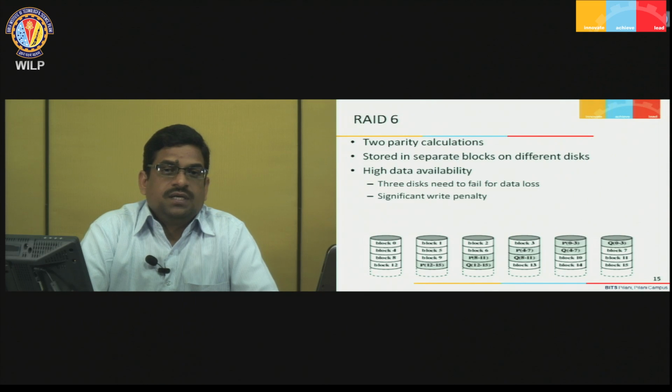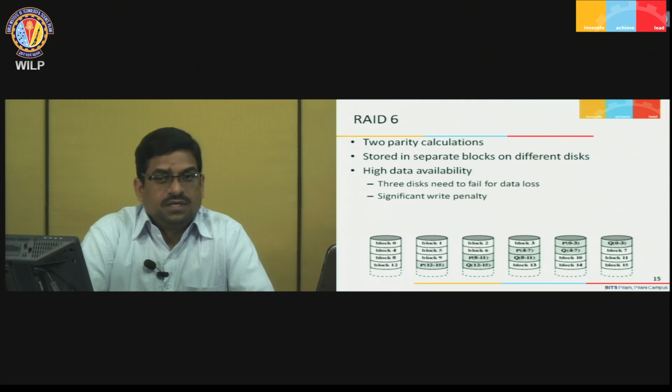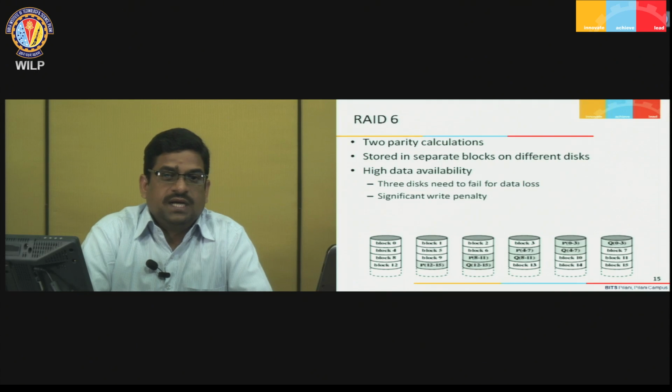In this case, it requires 3 disks to fail to lose any data. Minimum 3 disks should fail. Up to 2 disk failures, there is no loss of data, data can be recovered. So, for high availability, where data availability is a major concern, RAID 6 is better. Definitely, due to the 2 parity calculations, there is a significant write penalty, or write overhead. Any single modification requires both parity information to be changed, because these 2 parity information are for the same data, and that provides the high availability.